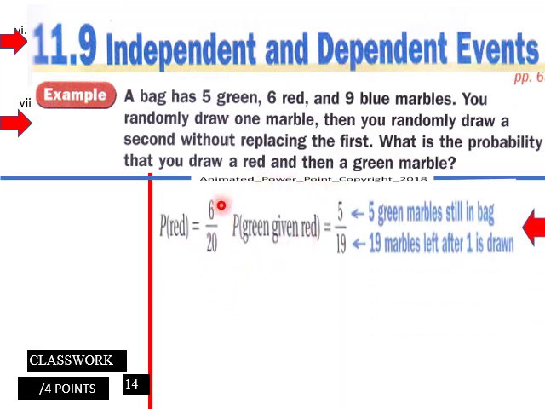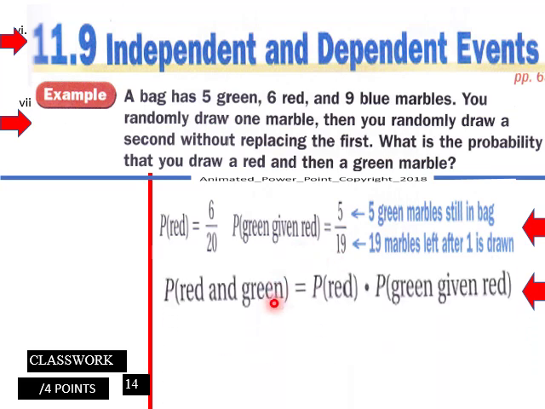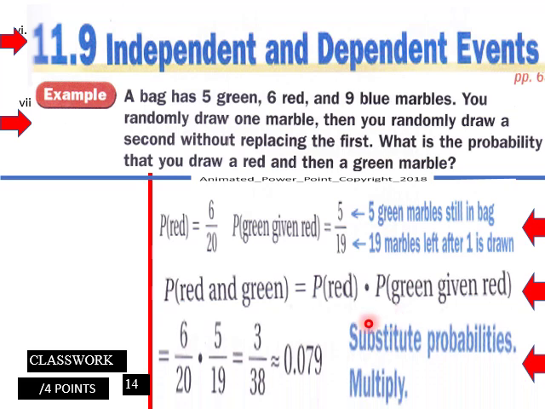So probability of red would be 6 out of 20. And then probability of green given red would be 5 out of 19. There are 5 green marbles still in the bag, and then 19 left in the bag. So it would be 5 out of 19 for the green marble probability. So probability of red and green equals probability of red times probability of green given red. So when we do that, we have 6 over 20 times 5 over 19, which equals 3 over 38, or 0.079.